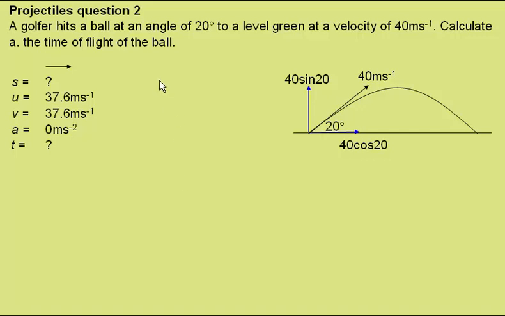Now we can find suvat for the vertical direction, taking up as positive. The vertical displacement will be 0 as the ball returns to the ground. The initial vertical velocity is 40 sin 20, which is 13.7 meters per second. The final vertical velocity we don't know. The acceleration is due to gravity, but that is down and we're taking up as positive, so the vertical acceleration will be minus 9.81 meters per second squared. And the time is what we want to find. Incidentally, these two times will be the same.